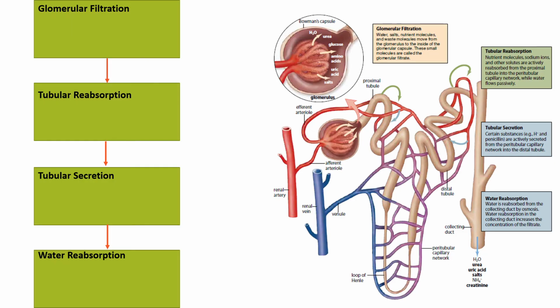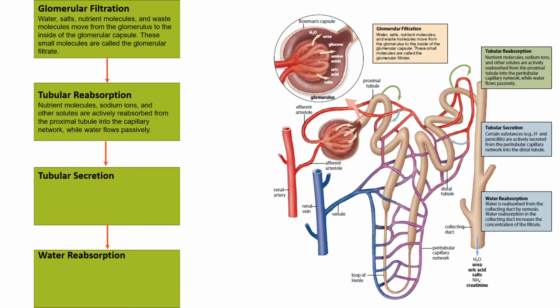Right now, I'm going to recap everything that I said in this lesson. The process of urine formation starts with glomerular filtration, which is when water, salts, nutrient molecules, and waste molecules move from the glomerulus to the inside of the glomerular capsule. These small molecules are called the glomerular filtrate.